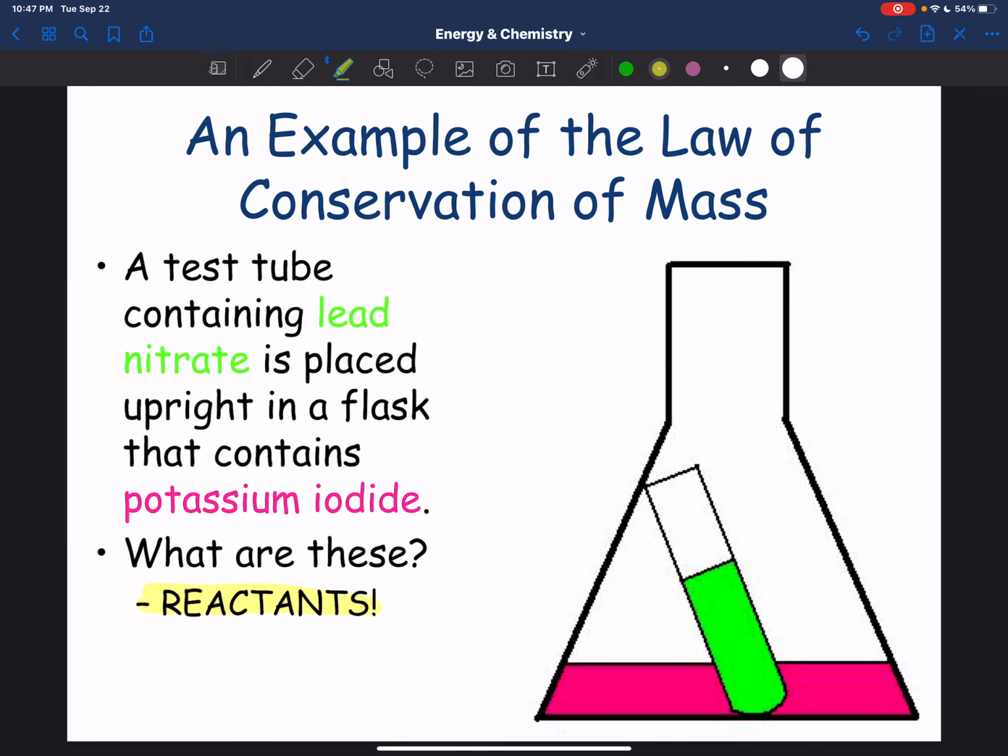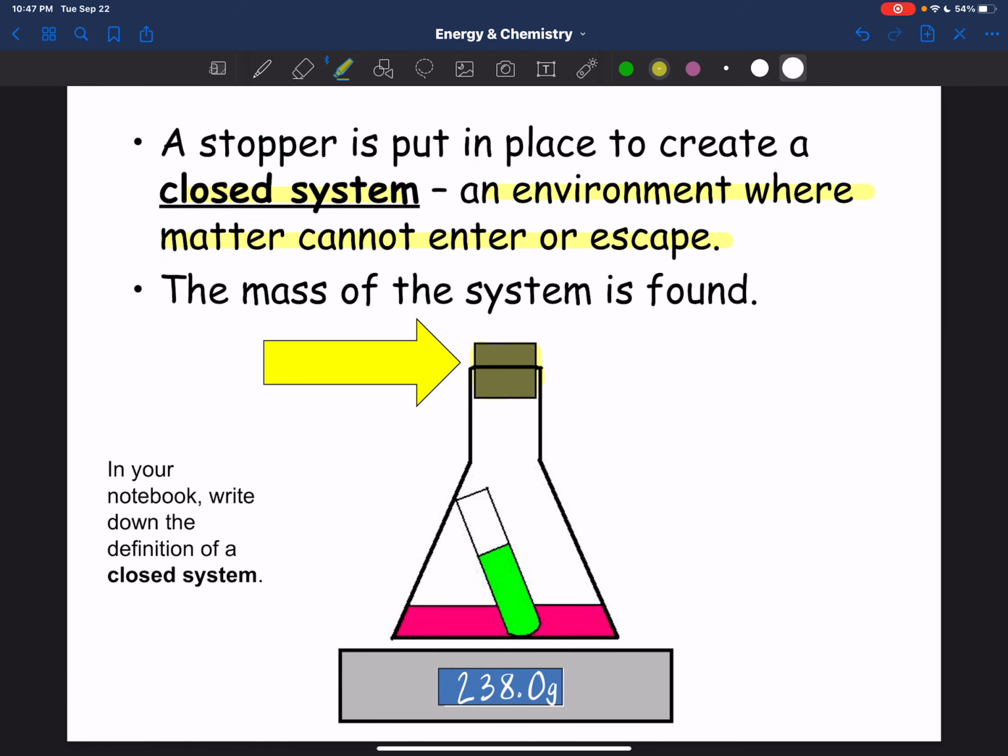Here's an example. We have a test tube with lead nitrate, which is green, placed in a flask that has potassium iodide. This is what you're starting with, so these are the reactants. And here's an important part: it is a closed system. Notice this stopper right here. It closes up the system so that when the reaction occurs, nothing can escape. A closed system is an environment where matter cannot enter or escape.